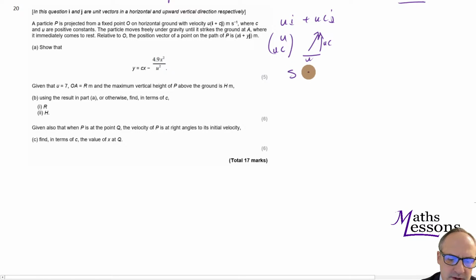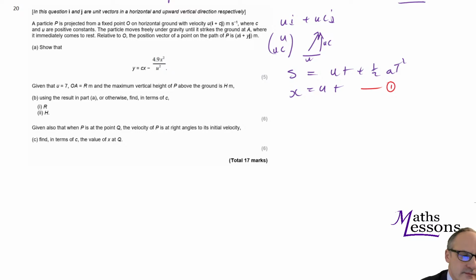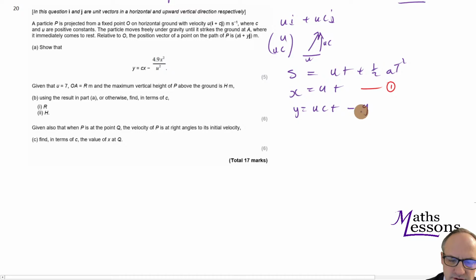Anyway, let's move on. You always start with s equals ut plus a half at squared. For the x direction, the u is equal to u, and we've got t. There is no acceleration due to gravity in the x direction. I'm going to keep repeating that so it makes it easy for you to remember. That's my equation 1. Then in the y direction, my u is going to be uc, so I've got uct, and then my acceleration is minus g, put that over 2 t squared. And that's going to be my equation 2.